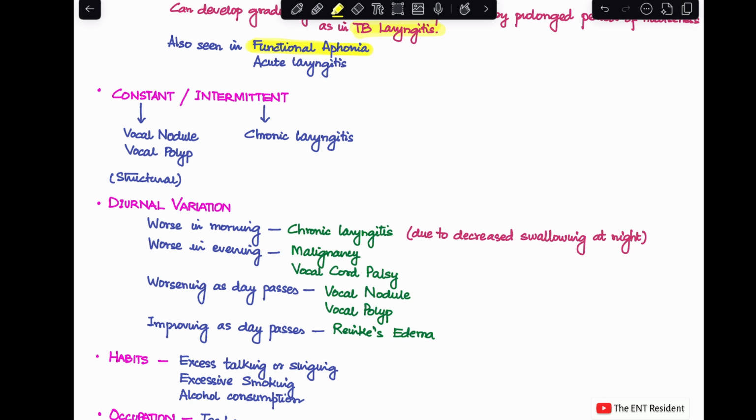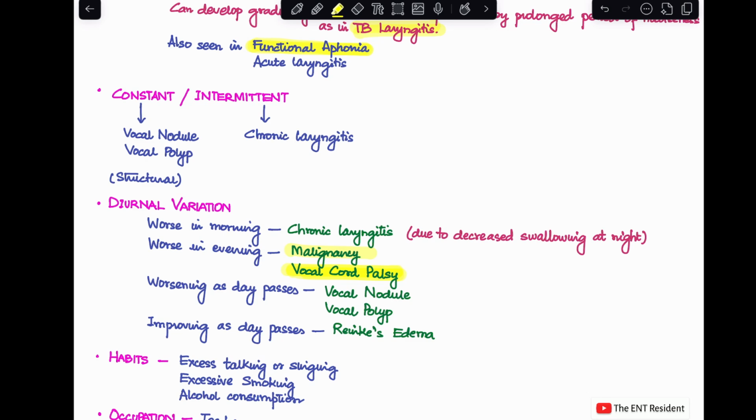Next is diurnal variation. Does it become worse in the morning? Does it become worse in the evening? Or how does it change as the day passes? These are all factors which will help you to point towards certain diagnoses. Like I just said, chronic laryngitis gets worse in the morning, whereas the conditions which get worse in the evening are malignancy and vocal cord palsy. Some conditions worsen as the day passes, like vocal nodule and vocal polyp. As you keep speaking throughout the day, it keeps getting worse.